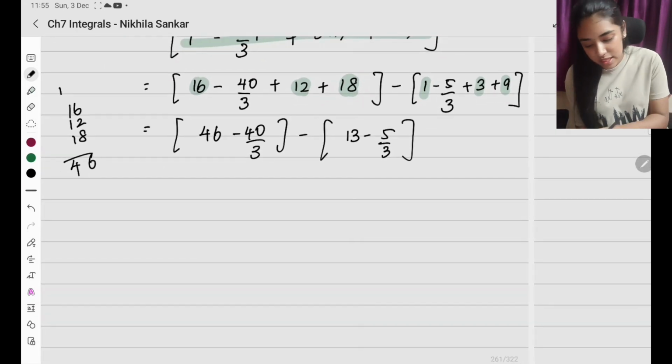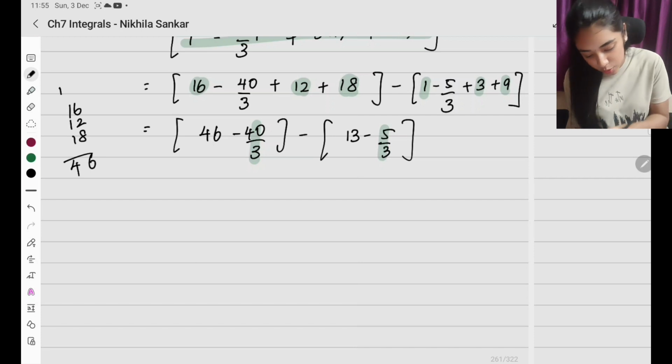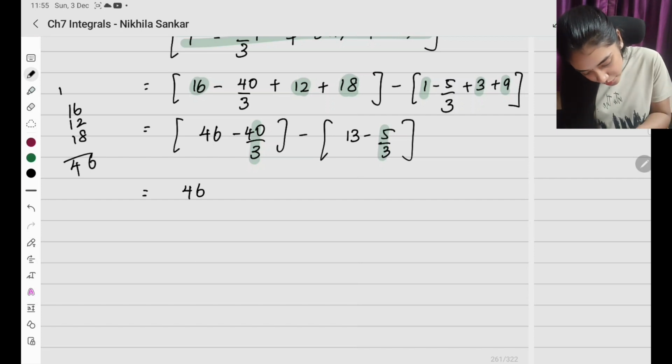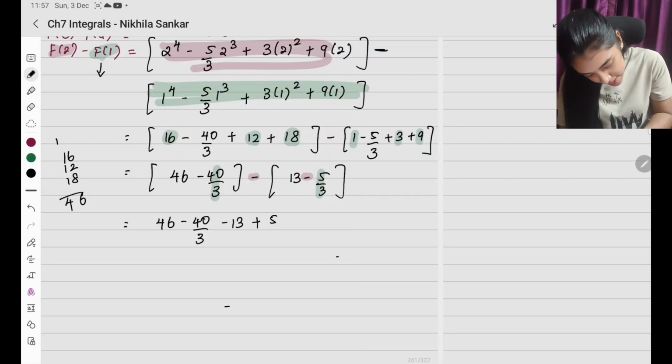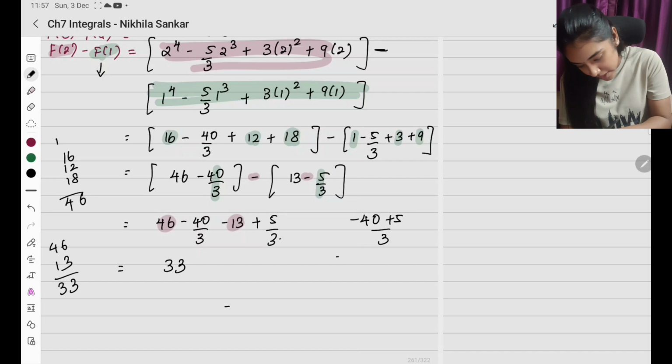Why am I doing this? There is 40 by 3 and there is 5 by 3. I need not take the LCM, I'll directly do it. So when I open the bracket, I have 46 minus 40 by 3 minus 13 plus 5 divided by 3. What is 46 minus 13? I am going to combine these two terms. So 46 minus 13 is going to give me 33. And then minus 40 plus 5 divided by 3, these two terms, minus 40 by 3 plus 5 by 3.